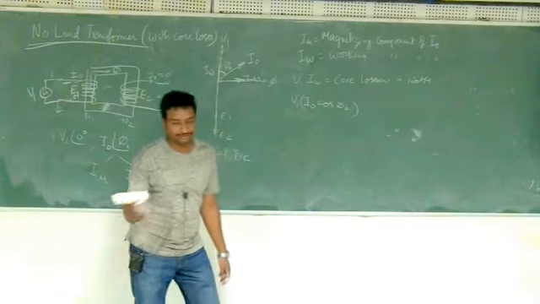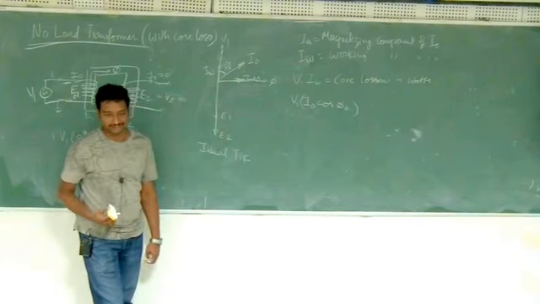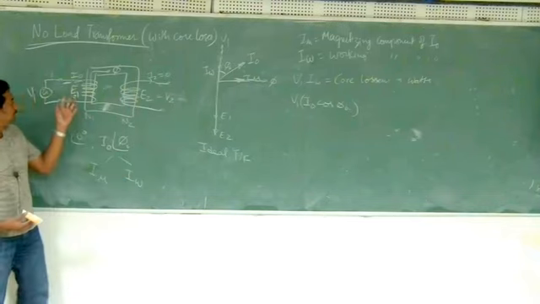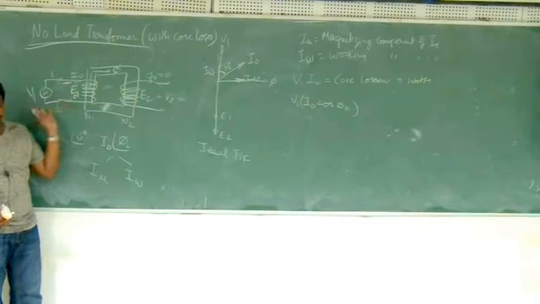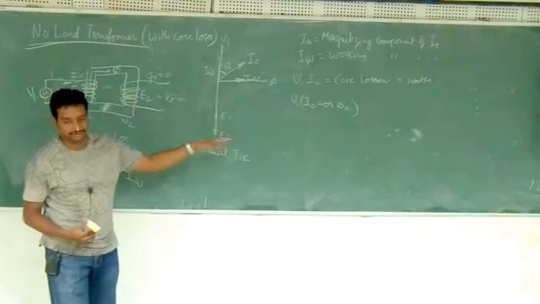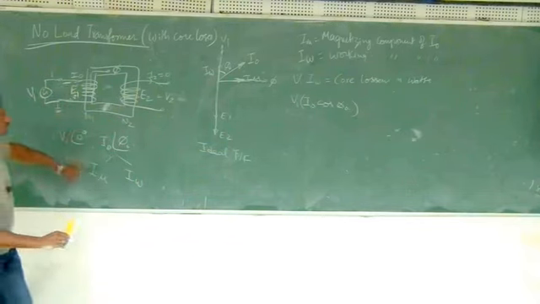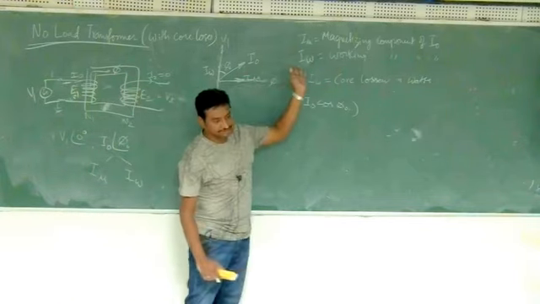In fact, that's what we'll discuss in the next class: the open circuit test of a transformer. You take a transformer, open circuit the secondary, connect a voltage to the primary, and find out how much current is flowing. This kind of actual testing is also done to determine the value of IW. So I think that's all. There's not much theory, just introducing these two terms.